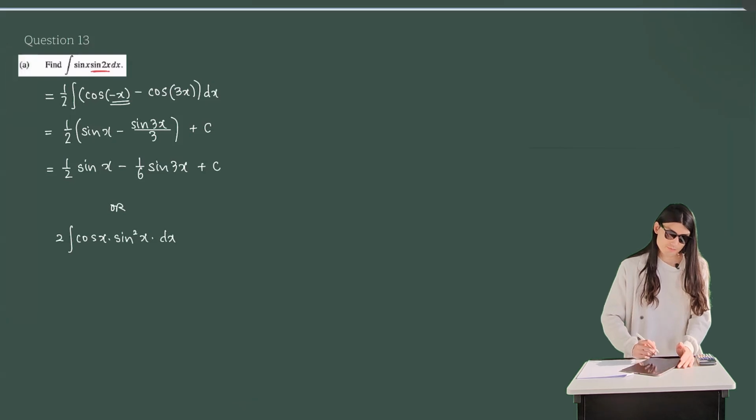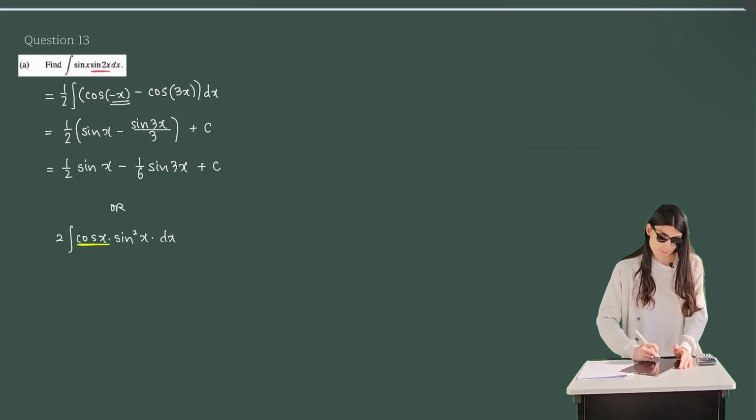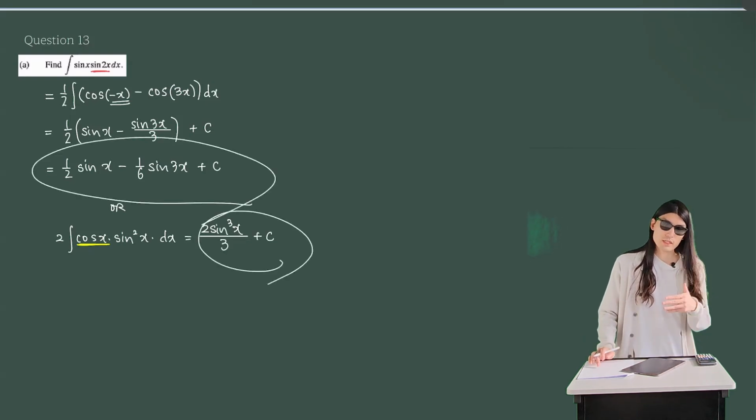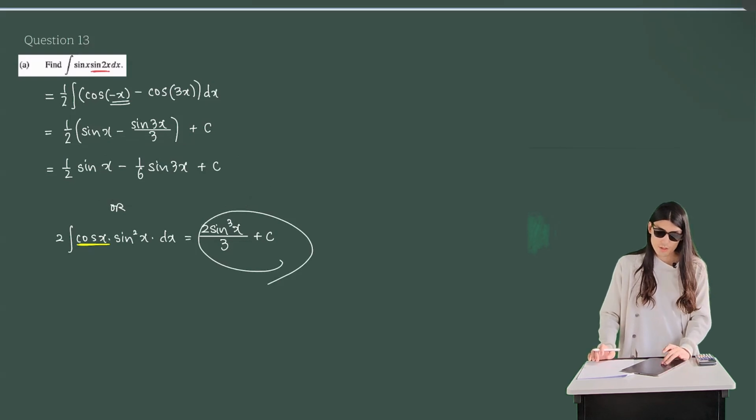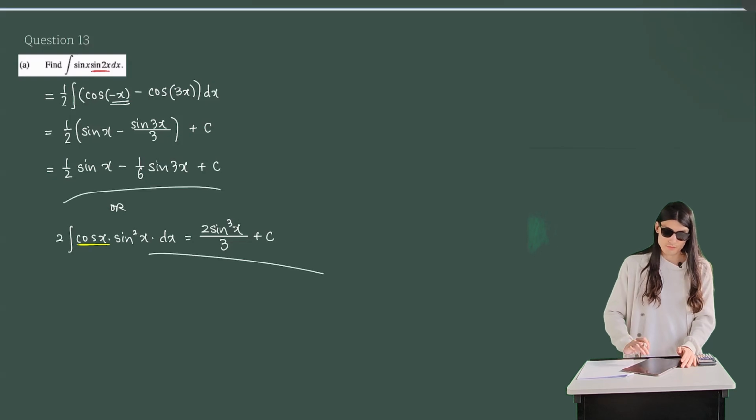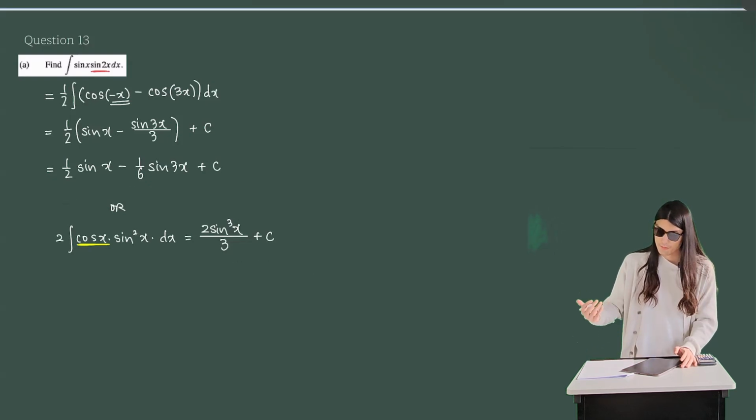Why? Because you have cosine x, which is the derivative of sine x, isn't it? So I'm saying you get 2 sine cubed x over 3 plus c. I know these look different, but they're actually the same thing. If you apply trigonometric identities, like trigonometric formulas, essentially, you will be able to prove that the two are the same thing, and both answers would have been accepted.